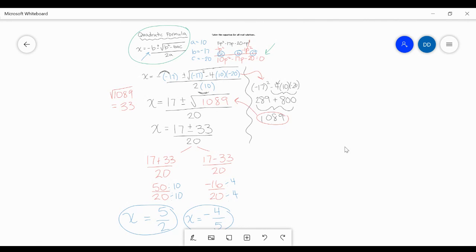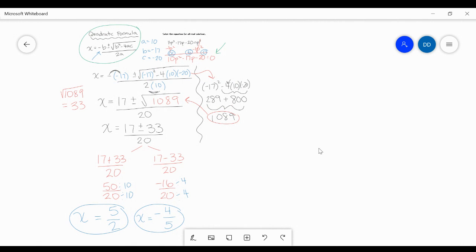So that is how you use the quadratic formula to solve quadratic equations.